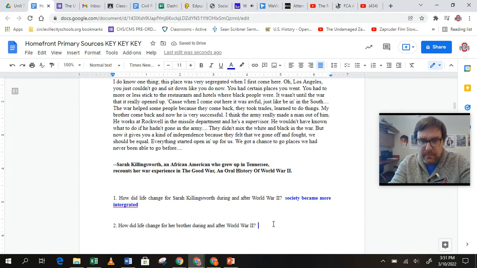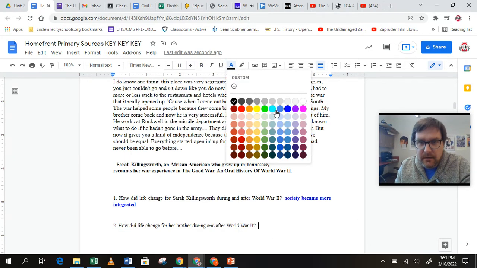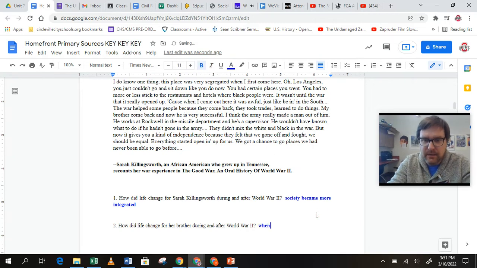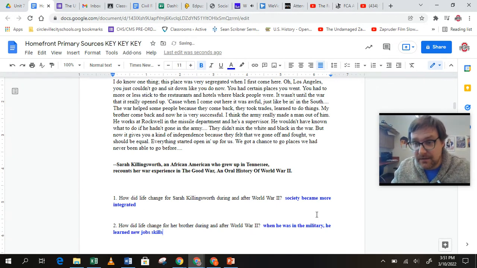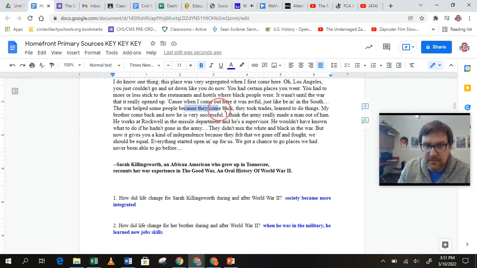For this, how did it change for her brother? And let me make sure that that's spelled correctly. Integrated. Yep, okay. How did it change for her brother? It says in here, when he was in the military, he learned new job skills. If you got something like that, then you're good. If not, then try to change it. Because when they came back, they took trades, learned to do things. Brother came back, now he's very successful. He works at the Rockwell in the missile department. He's a supervisor.